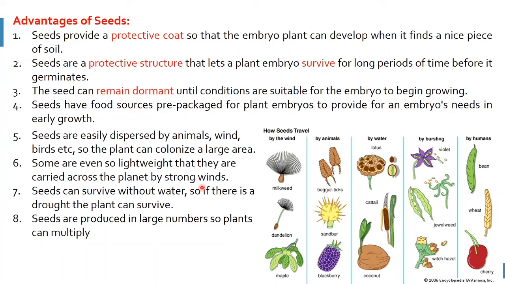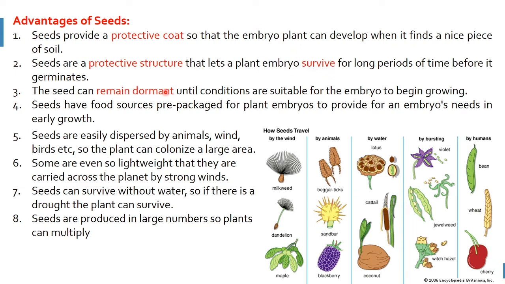So now coming to advantages of seeds. What is the main advantage of seed? Why are they formed? So they provide a protective coat to the developing embryo, so that whenever it finds a nice place in soil, it can germinate. They form a protective structure which lets the embryo survive for longer periods of time before it germinates. So they protect the embryo for its survival.